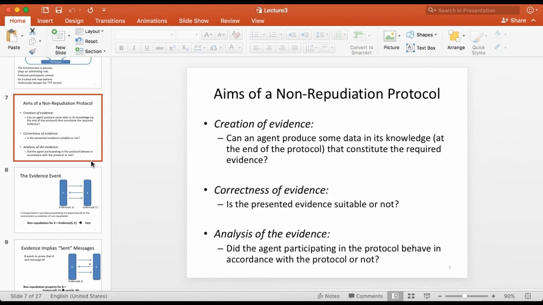And finally, the analysis of the evidence itself. Did the agent participating in the protocol behave in accordance with the protocol or not? In other words, can you get the outcome that you require out of that evidence, or not? Or is the evidence actually pointing towards something completely irrelevant or incorrect?